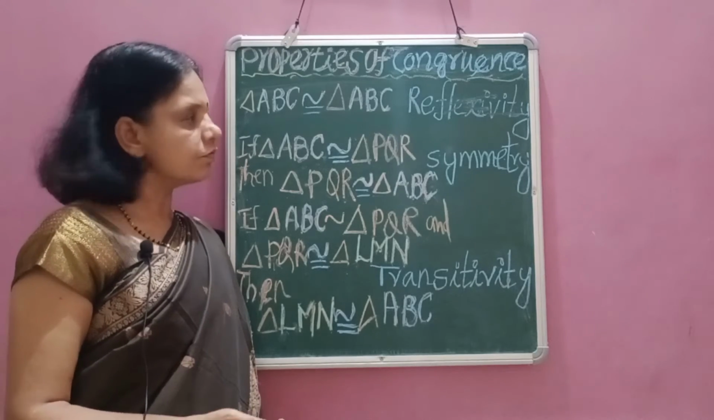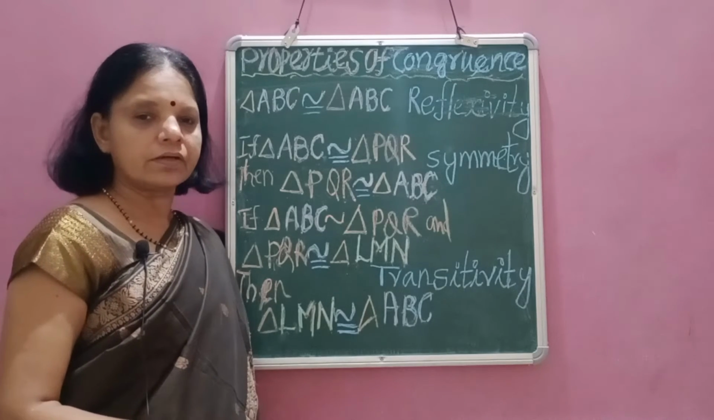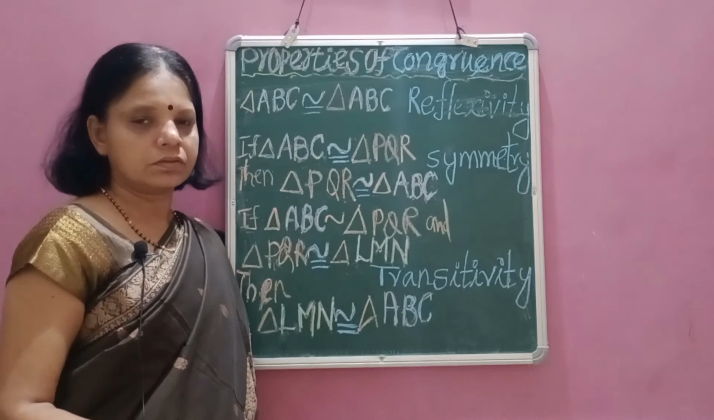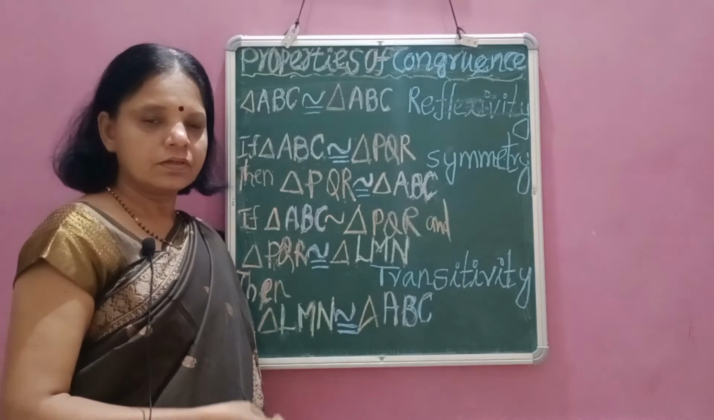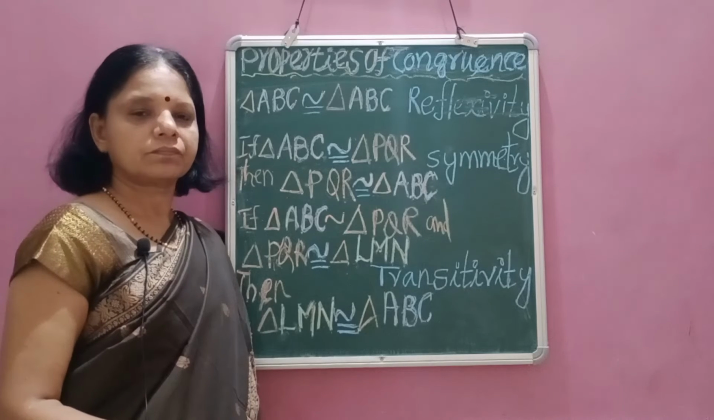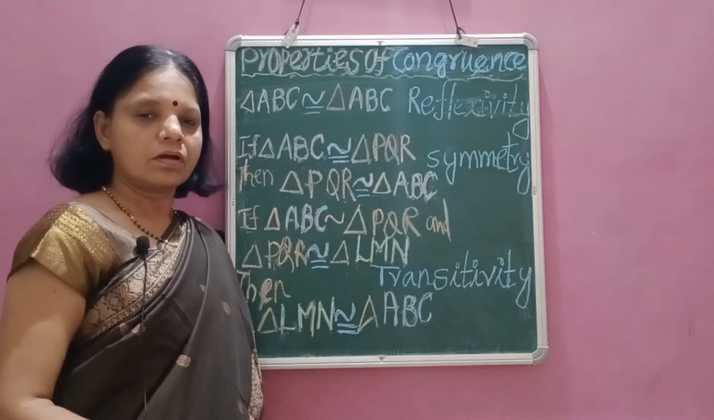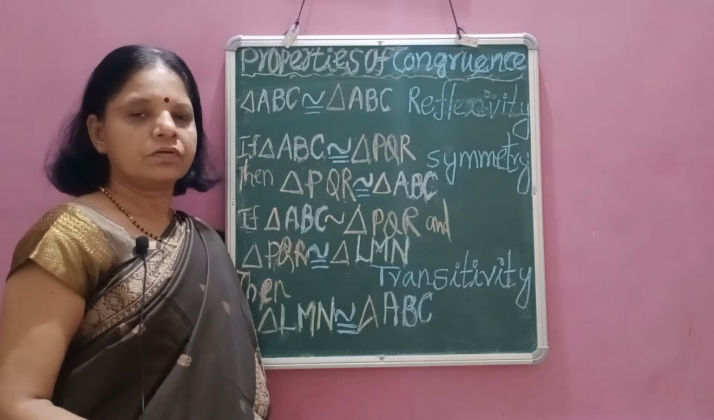Whereas in the case of similarity, only closed figures apply. For line segments and angles, we cannot say whether they are similar or not. In the case of congruence, line segments, angles, triangles, quadrilaterals, etc., any closed figure as well as other figures also.